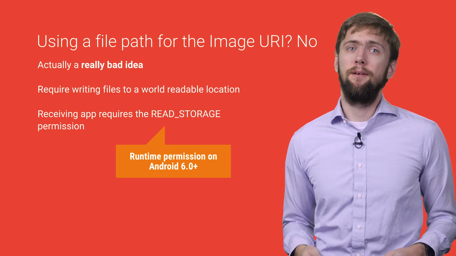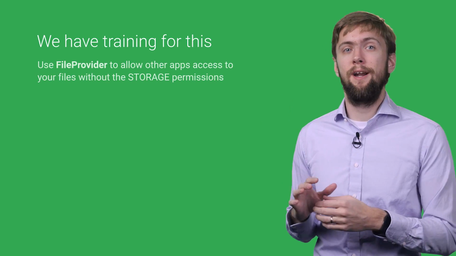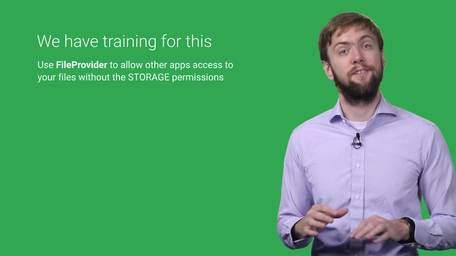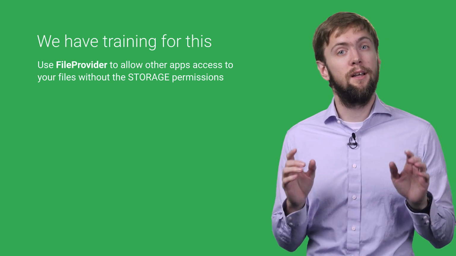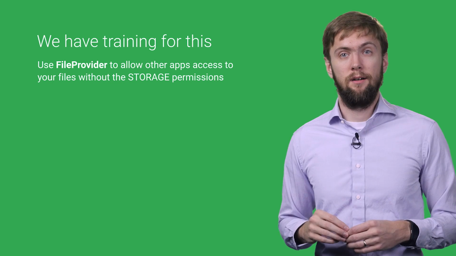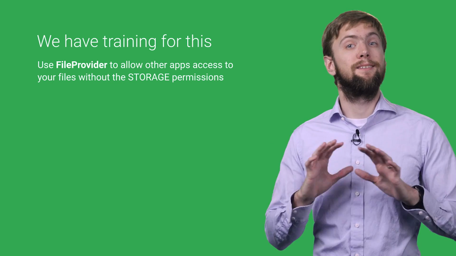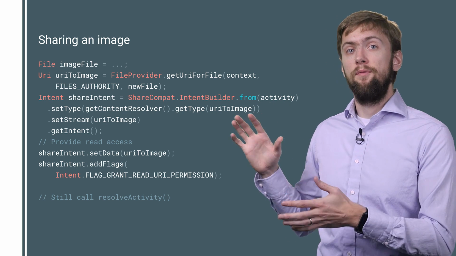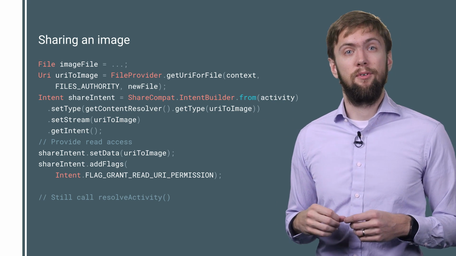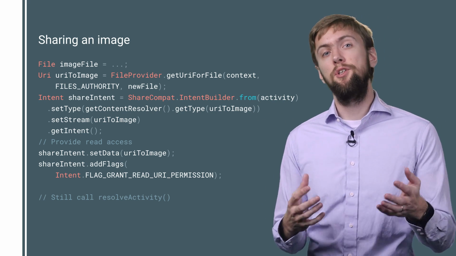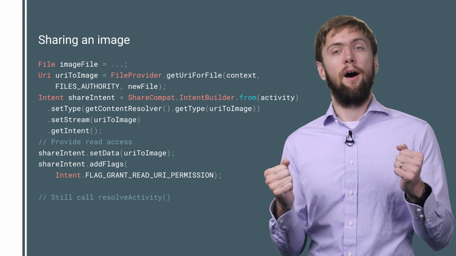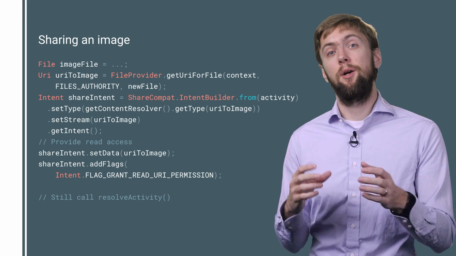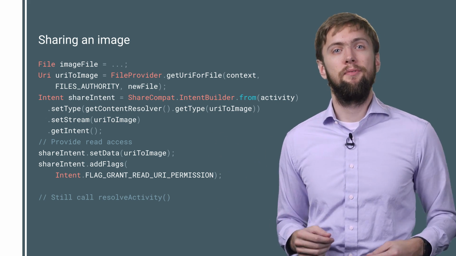Don't be that app. Instead, we have a whole training doc on correctly sharing files in a way that requires no storage permission using FileProvider. Check out our blog post and docs for how to set it all up first. So what does our code look like now? We've used FileProvider's getUriForFile to get a shareable URI suitable for passing to another app. Awesome. We even get a way of determining the type automatically from the file.